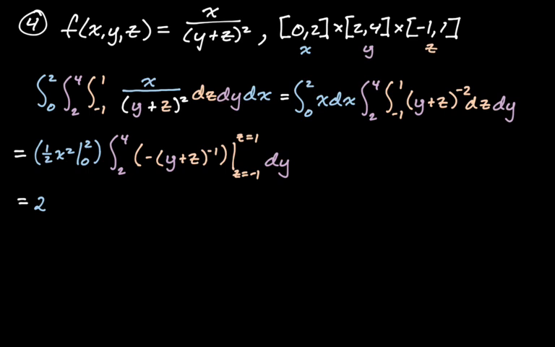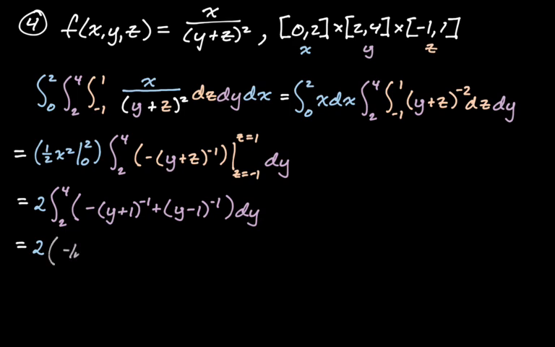And then we have to plug in. So we still have the integral from 2 to 4. We have to plug in z equals 1 and then plug in z equals negative 1. So that'll give us negative quantity y plus 1 to the negative first minus negative, which is plus, and then y minus 1 to the negative first dy. So these are both going to be natural logs because it's like 1 over u. So we'll have 2, and then we'll get negative natural log absolute value of y plus 1, and then plus natural log absolute value of y minus 1.